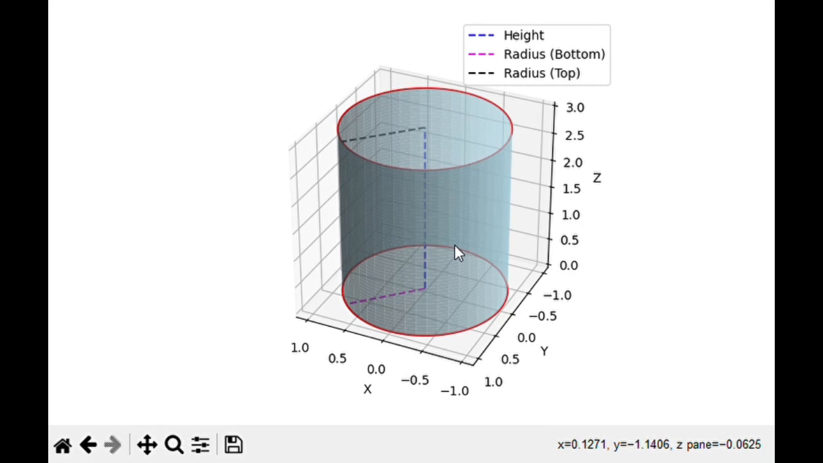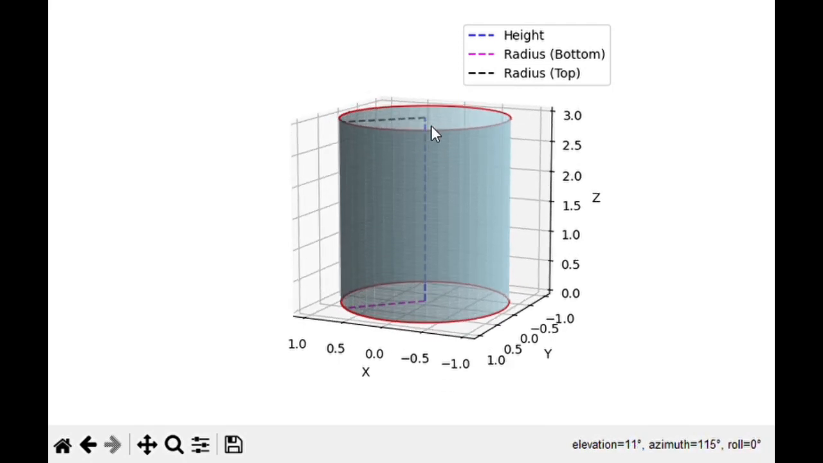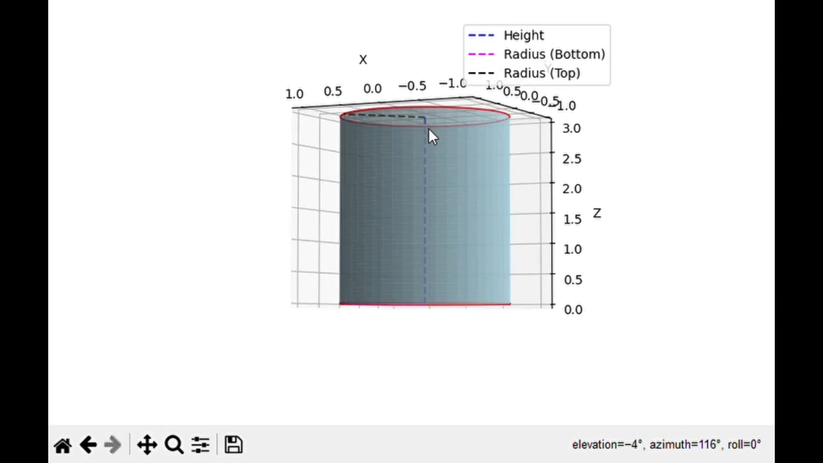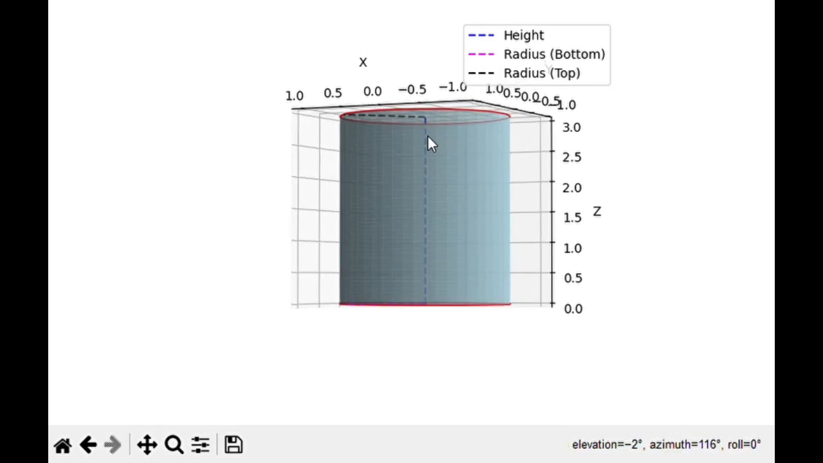The top and bottom circles of a cylinder are called bases. These bases are identical in shape and size and are always parallel to each other. When we look at a cylinder from the side, these bases appear as two perfectly round circles.